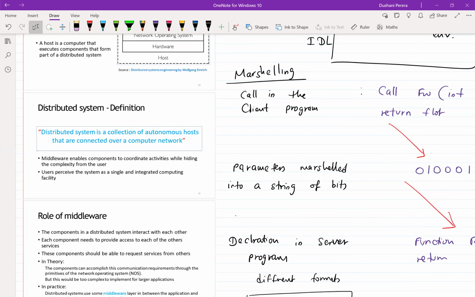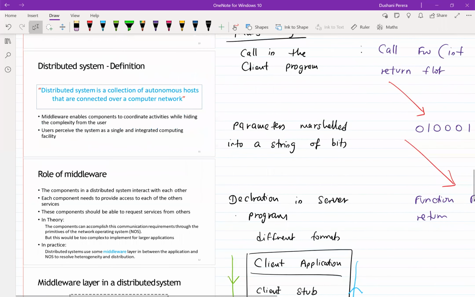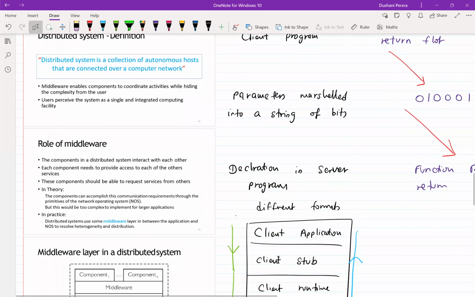And then when it comes to middleware, we said that it is used in a distributed system. So this will coordinate activities while hiding the complexity from the user. Here we talked about something called transparency. If you remember, we said that the requester will not know that the service is being served by some other provider, even when the provider whom we first contacted is down or broken or whatever. So there's a certain level of transparency as well. So it hides the complexity.